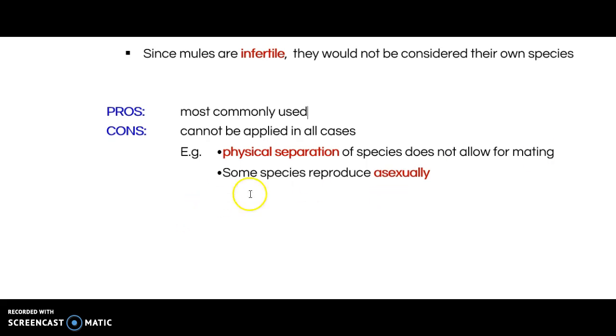Also, some species of organisms don't reproduce by sexual means with male and female sex cells coming together. Some species reproduce asexually, and so how do we classify organisms that don't reproduce in a sexual manner, right? So it's limited from that perspective as well. Okay, so it's definitely most commonly used, but we can't really apply it to everything, and so it doesn't work as a means of classifying species that don't reproduce sexually.